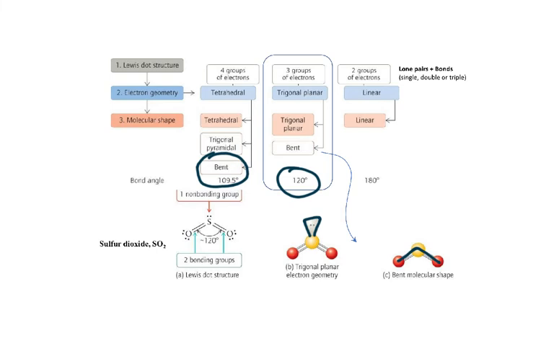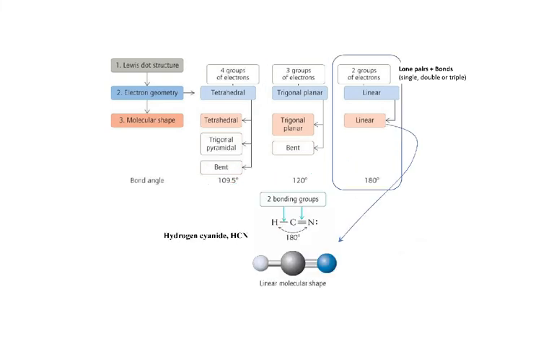so we'll move on to the final case where we have 2 groups of electrons. So hydrogen cyanide would be an example here. Also an example is carbon dioxide, which has 2 groups of electrons. Both are bonding, and so it's linear. So I told you we're going to walk through all of the possible combinations for 2, 3, and 4 groups of electrons, and we did.